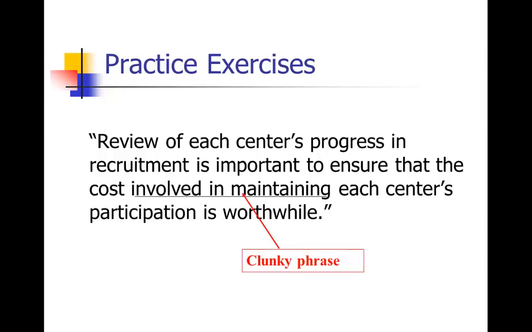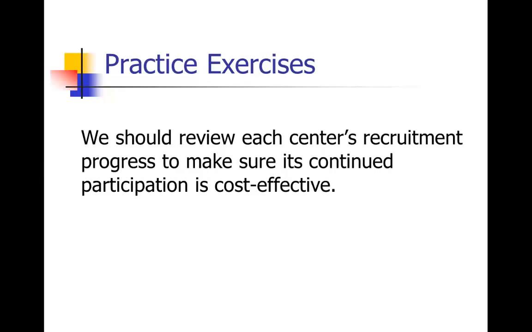We get some clunky writing in here, like "involved in maintaining." That's a little bit clunky, right? So we can edit this sentence by taking that "review" and turning it into a verb: we review. What I did with this one was, we've got "this review is important." So instead of saying "the review is important to do," I said we should review each center's recruitment progress to make sure its continued participation is cost effective.